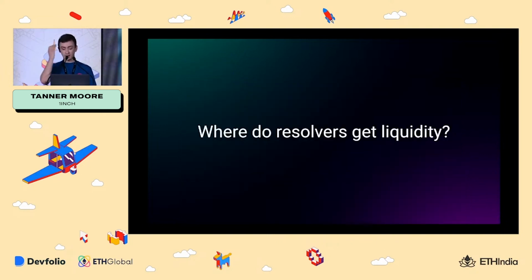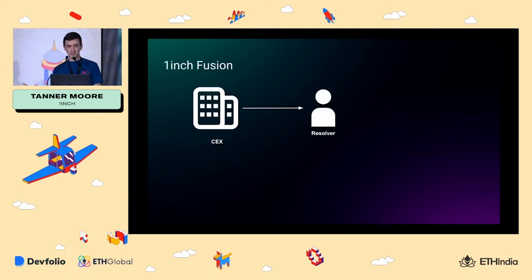So you might be asking yourself, where do these resolvers get their liquidity? Like these entities, how are they actually fulfilling these swaps? And that is kind of the beauty of the system, is it doesn't really matter. All that matters is that the swaps are fulfilled at the specified rate.